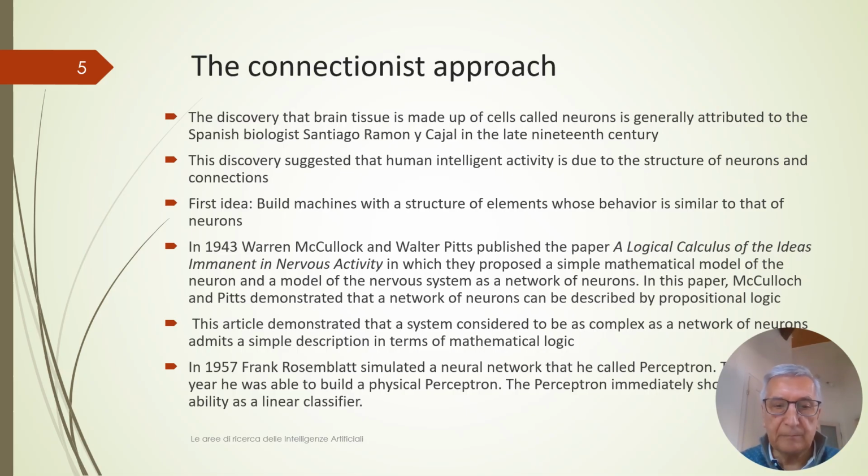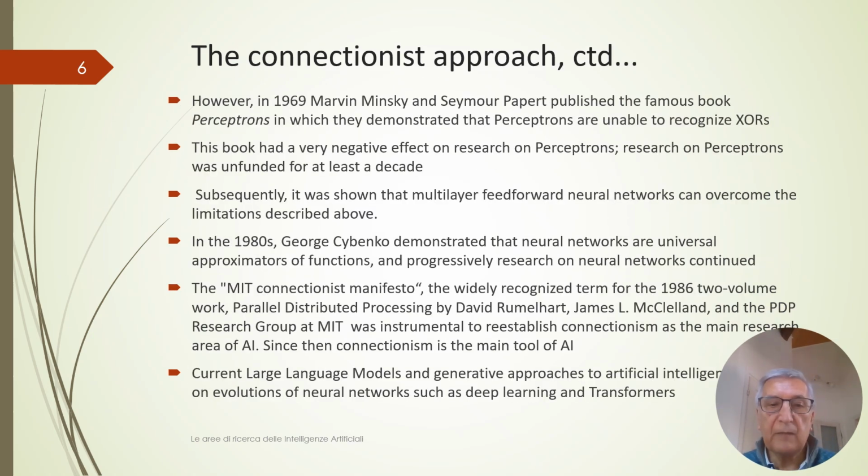In 1957, Frank Rosenblatt simulated a neural network that he called perceptron. The following year, he was able to build a physical perceptron. The perceptron immediately showed the ability as a linear classifier. However, in 1969, Marvin Minsky and Seymour Papert published the famous book Perceptrons, in which they demonstrated that perceptrons are unable to recognize exclusive ORs. This book had a very negative effect on research on perceptrons. Research on perceptrons was unfunded for at least a decade.